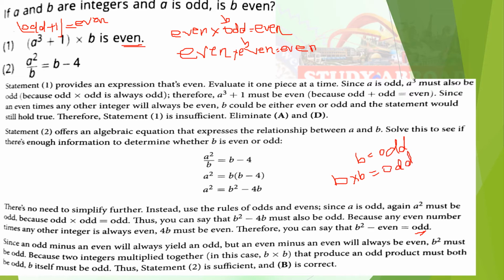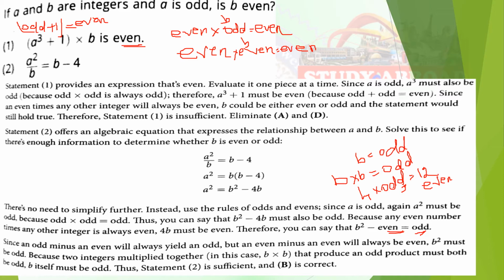Odd into odd is always odd only. So then 4 into odd. I will take 4 threes. 3 is an odd number. You will get 12. So 12 is nothing but an even number, so I will take here even.